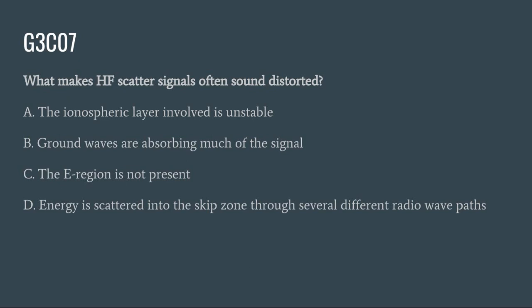G3C07. What makes HF scatter signals often sound distorted? A. The ionospheric layer involved is unstable. B. Ground waves are absorbing much of the signal. C. The E region is not present. Or D. Energy is scattered into the skip zone through several different radio wave paths. And the correct answer is D. Energy is scattered into the skip zone through several different radio wave paths.